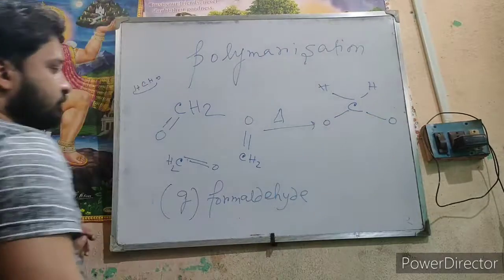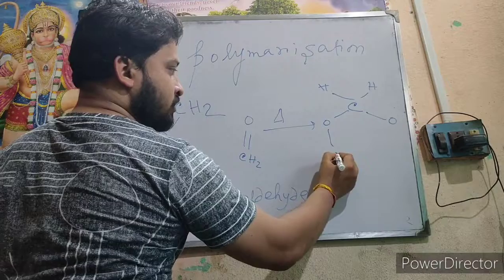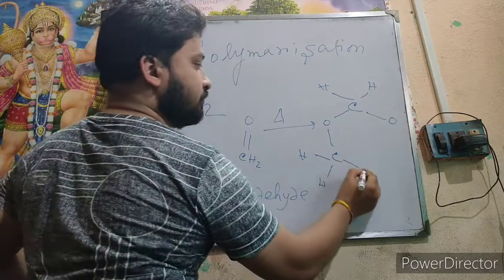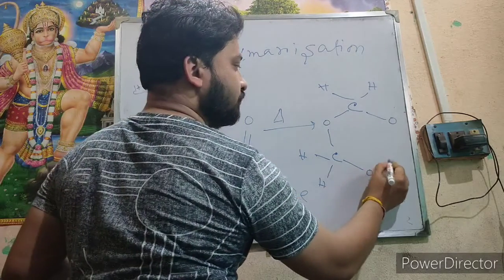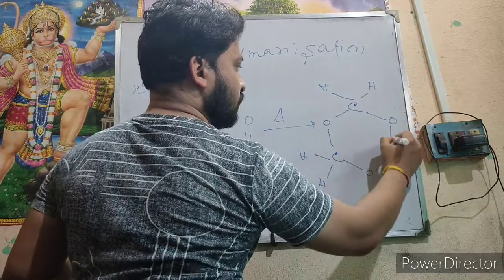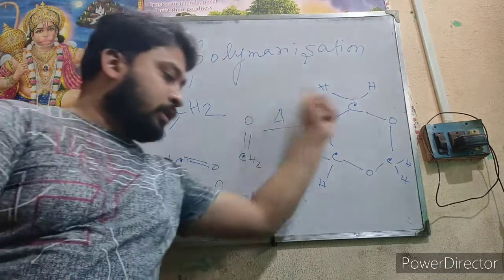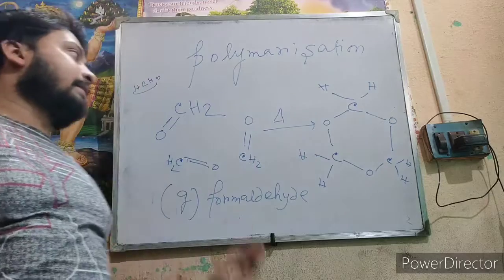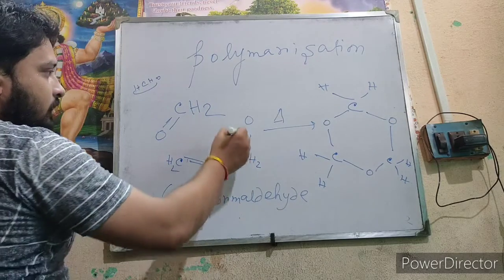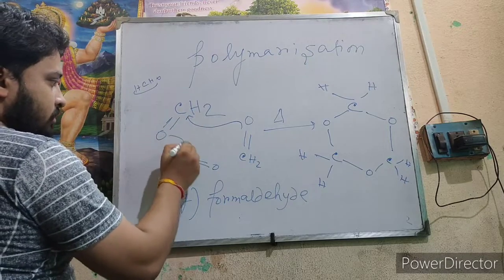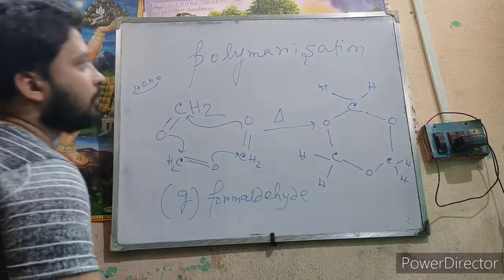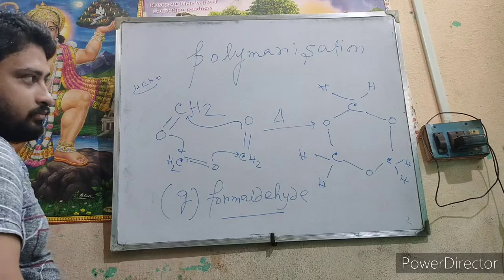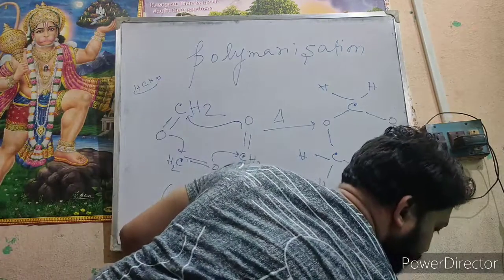Then three CH2O units join, so this is called trioxane. You can form trioxane. This reaction is called a polymerization reaction. So the next is formaldehyde to trioxane.